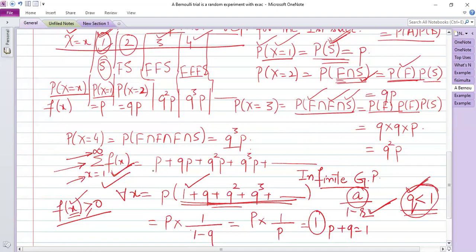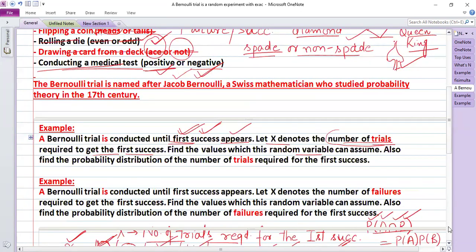Why? We can very well see p, qp, q square p, all these values are never negative. Because p and q are always greater than or equal to 0 and less than or equal to 1, because ultimately p and q are the probabilities of success and failure respectively. So this is one such example, and there was another example also.